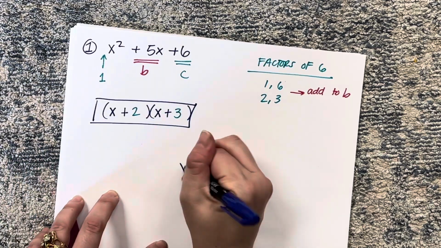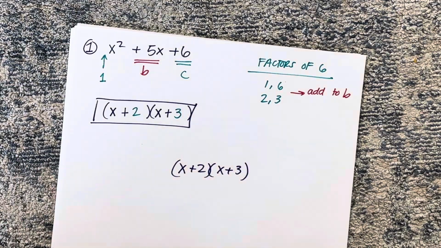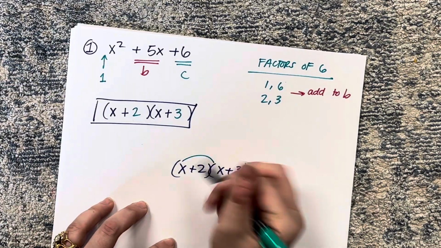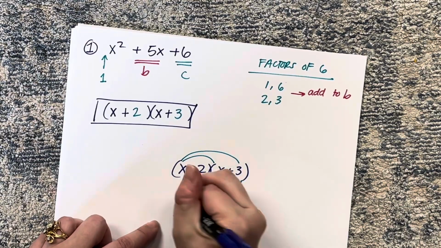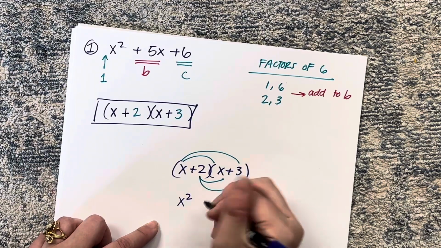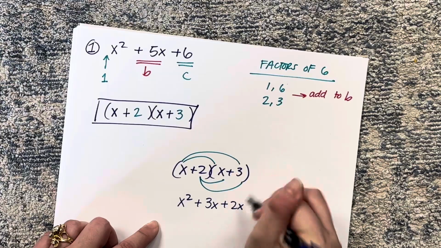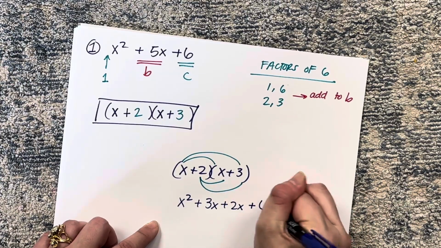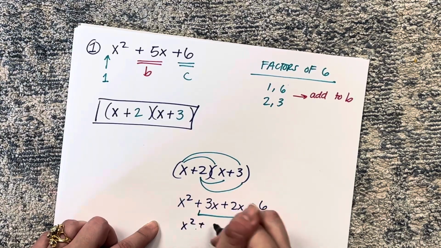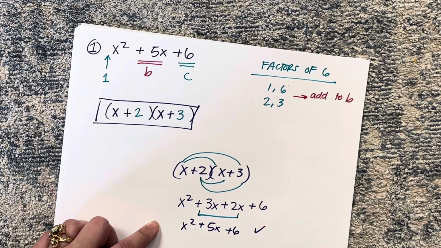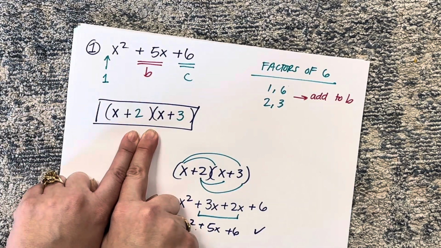And if I wanted to, you could double check your work. You just FOIL it out: first, outside, inside, last. X times x is x squared. X times 3 is plus 3x. 2 times x is plus 2x. And positive 2 times positive 3 is plus 6. Combine your like terms, and you get x squared plus 5x plus 6. Hooray, that's what you started with. So you factored correctly. This would be your answer for number 1.